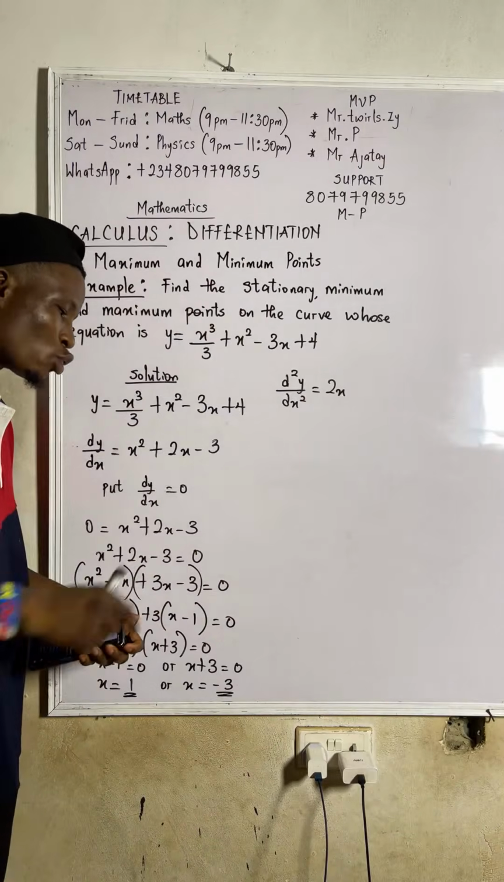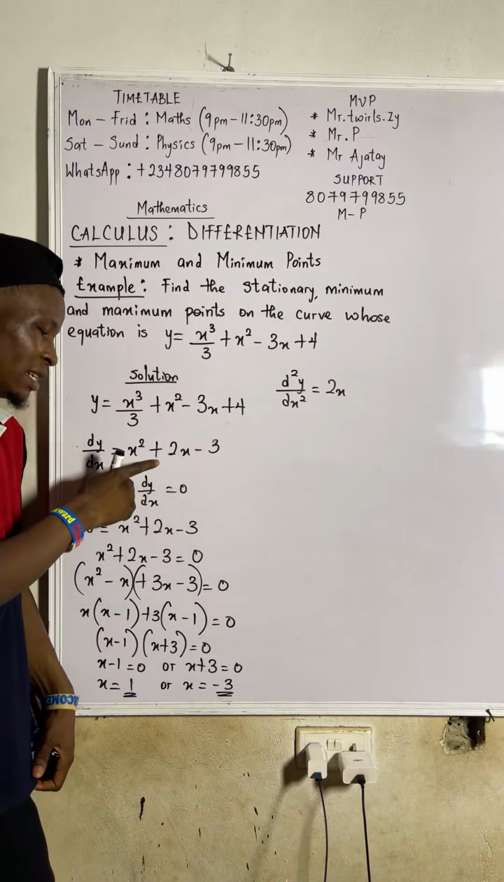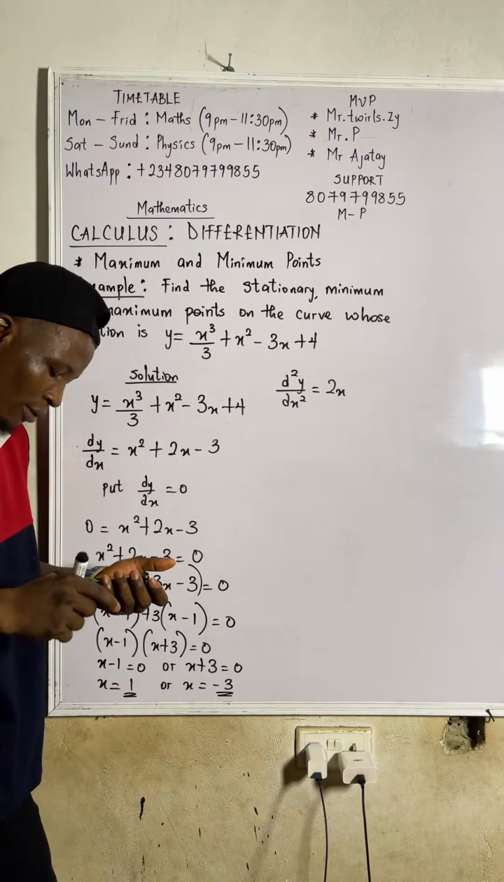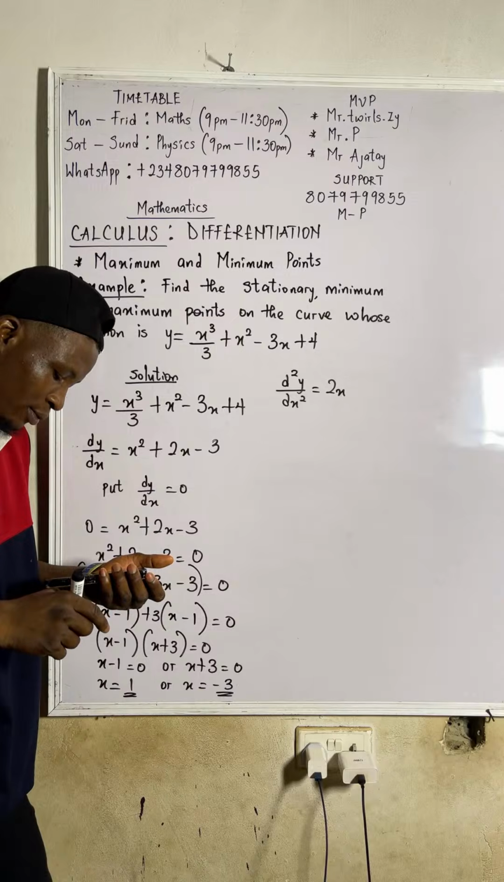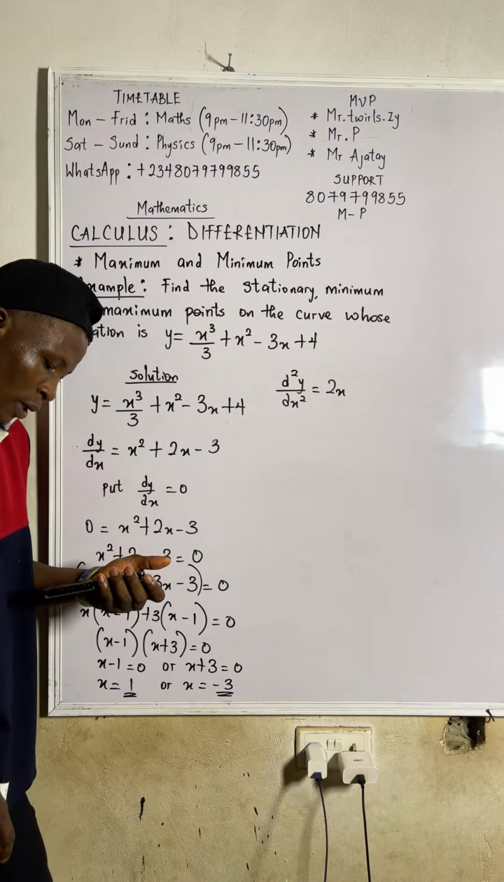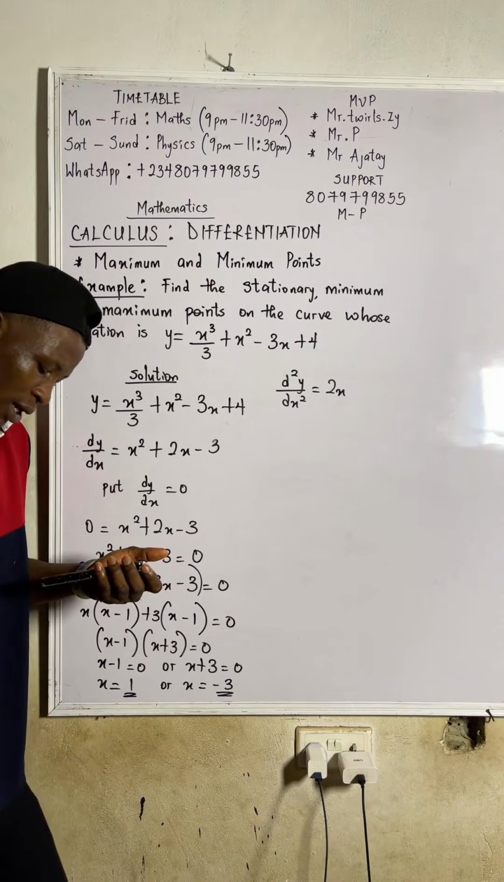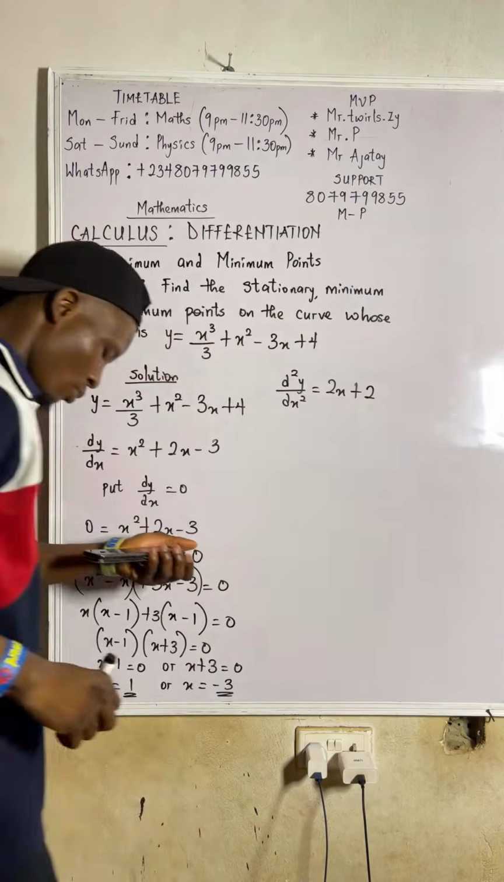Then plus differentiate 2x. This one is very simple. I said it yesterday. Differentiate 2x. What will you have? This one is the simplest too. Differentiate 2x. What do you have? Yeah, thank you. So that is plus 2.